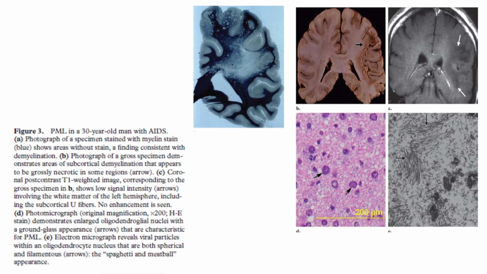Image 4, photomicrograph demonstrating enlarged oligodendroglial nuclei with a ground glass appearance that are characteristic of PML. Fifth image, electron microscope revealing viral particles within an oligodendrocyte nucleus that are both spherical and filamentous, the spaghetti and meatball appearance.